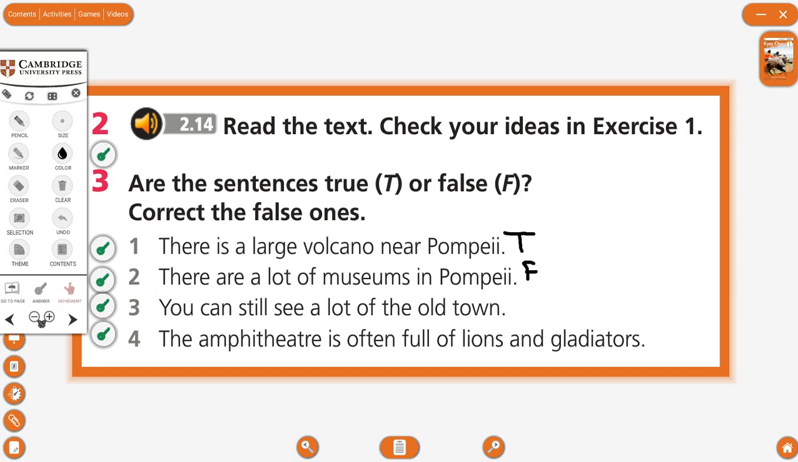Look at 3. You can still see a lot of the old town. Yes, that's true.